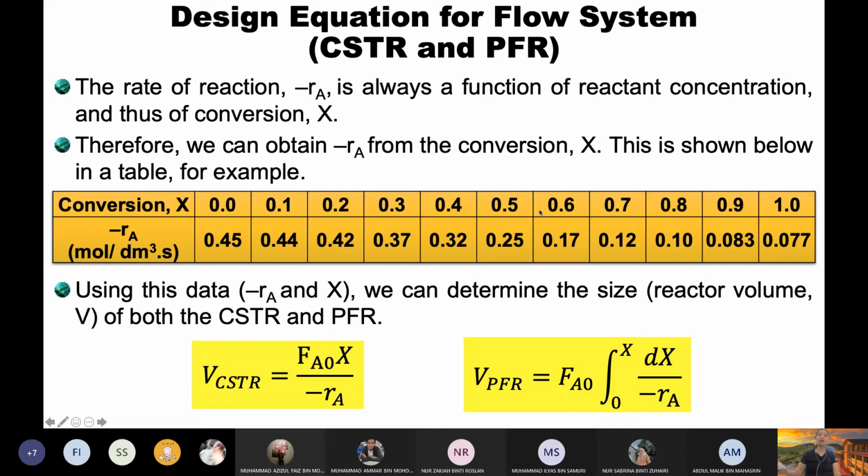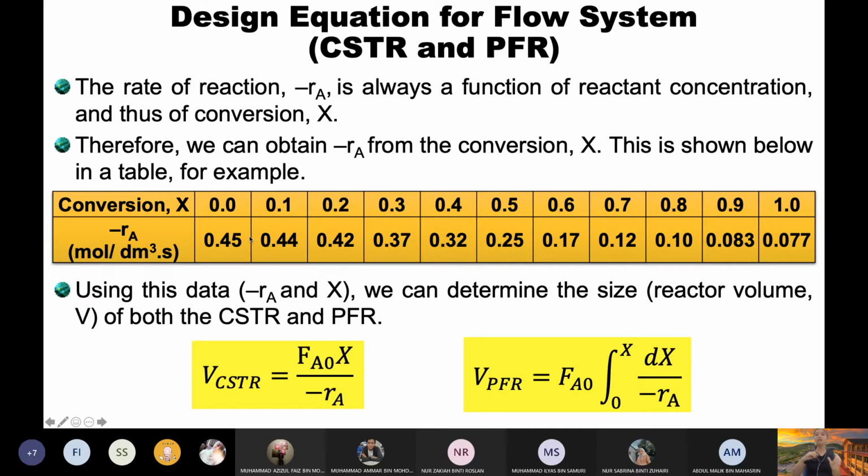So imagine what the chemist and the chemical engineer will do. For every reaction they run, they will measure the conversion and they will measure the minus RA. Not just measure, actually they have to calculate. So for every conversion of your reactant A, they will also get the minus RA for each of these conversions. From this table of data, we can actually calculate the volume of PFR and the volume of the CSTR.